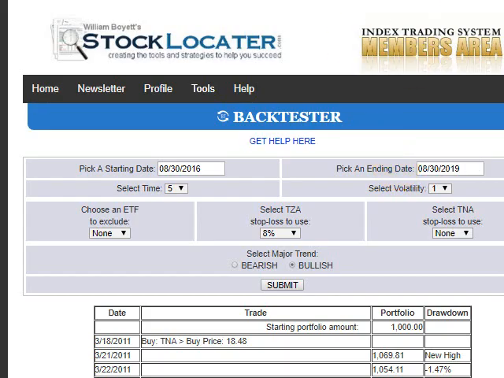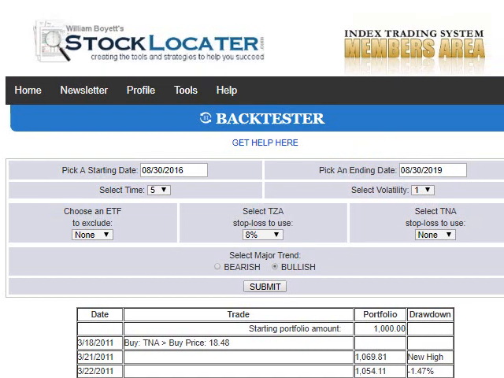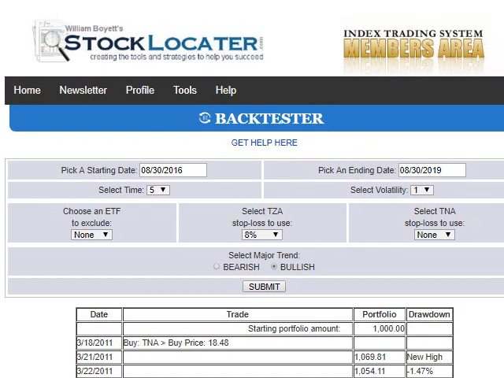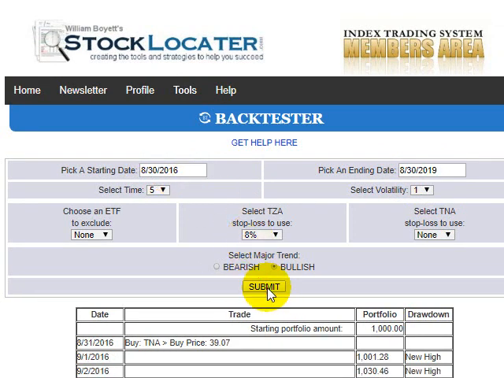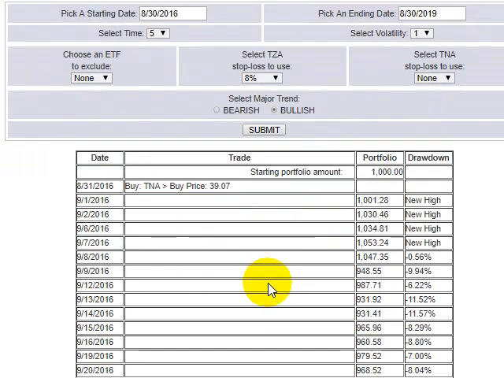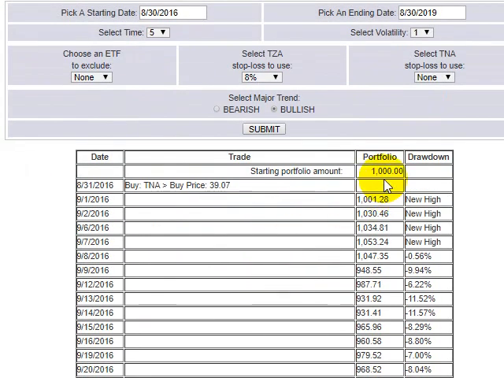All right, so what we're going to do here is test the risk factor of my index trading system to see how risky it might be. So we're going to put in today's date, which is 8/30/2019, and we're going to go back 3 years. We're going to take the most recent 3 years and see what's been going on. So I put in 8/30/2016 over here, and now we're going to submit it. And what this software will do, let's say I started with a $1,000 portfolio, it's going to show me what the trades were that were given to subscribers, and it's going to go day by day, and you will be able to see how much risk is involved here.